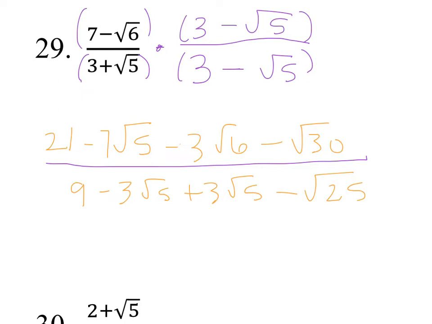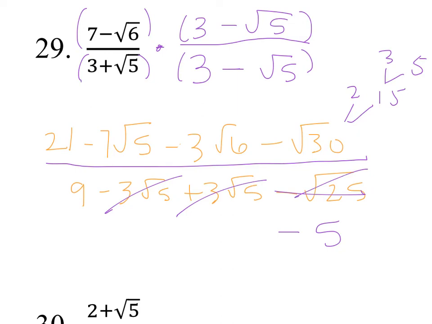Some people are able to do mental math and know that the square root of 30 can't be simplified. But if not, you should check it. So I have 2 times 15. I have 3 times 5. There's no pairs there, so I can't simplify the square root of 30. However, one thing I do notice, if these two numbers can't cancel each other out, you did something wrong. These two should always cancel. You should not be left with a root. The square root of 25 is 5, so I'm going to cross that out because I'm going to rewrite -5. So I have 9 minus 5 here.